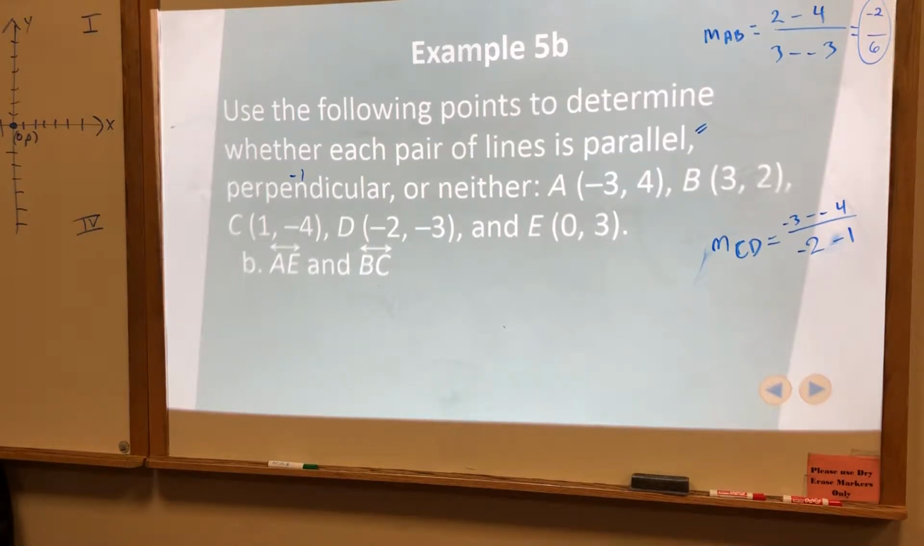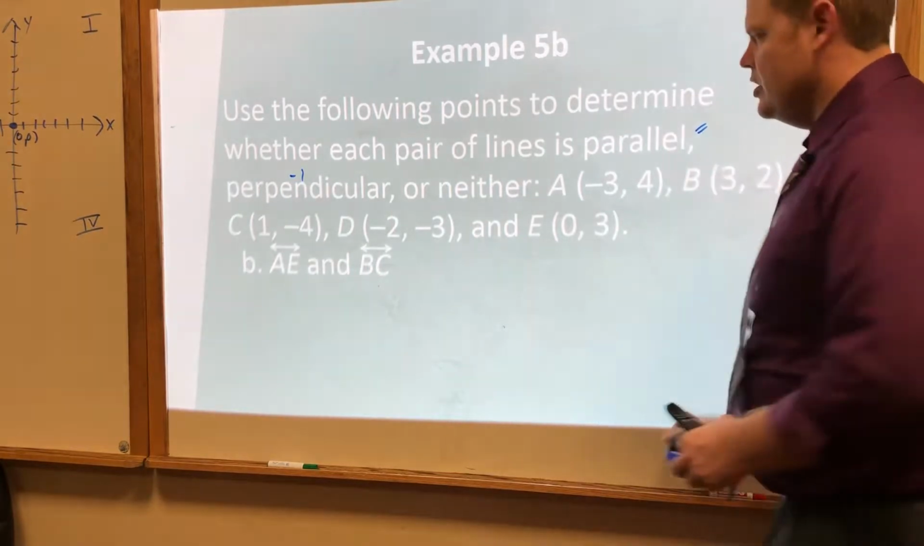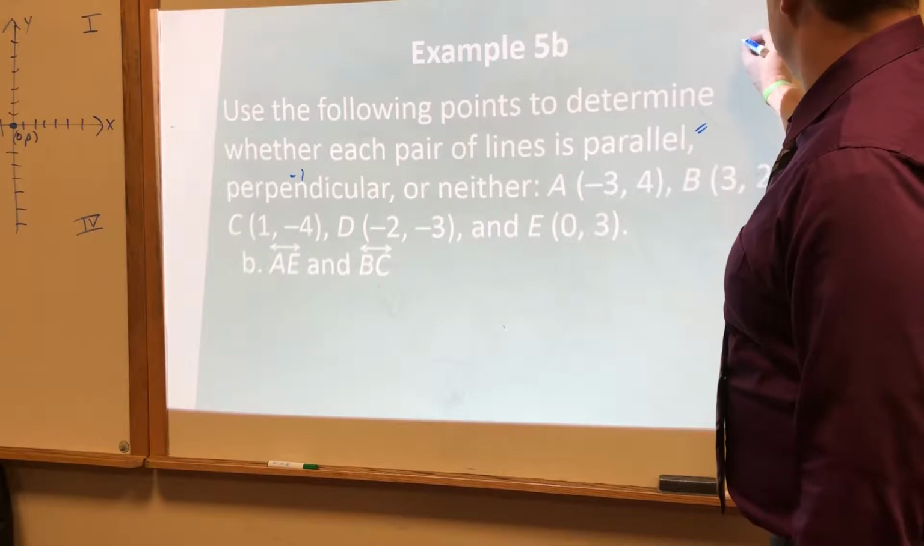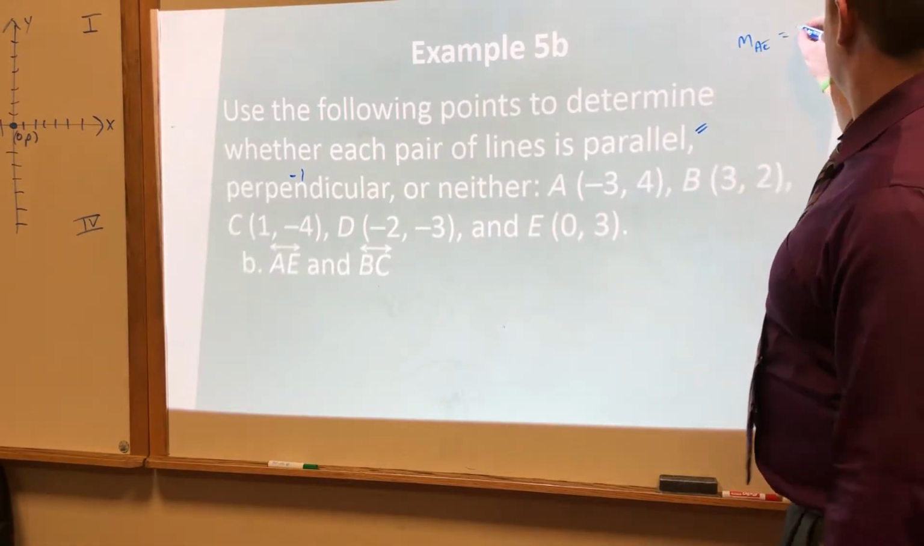Here's another example. All right, AE is equal to BC. So once again, we're going to have to find the slope of each of these lines. So the slope of AE. So remember, what do we do for slope? All right, there we go.